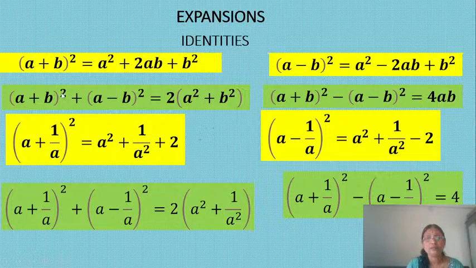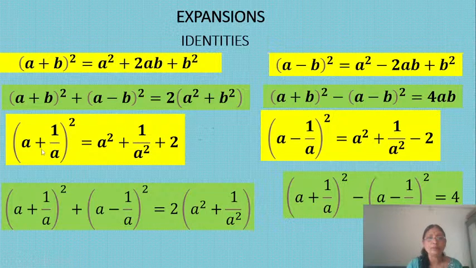(a plus b) the whole square plus (a minus b) the whole square is 2 in bracket (a square plus b square). (a plus b) the whole square minus (a minus b) the whole square is equal to 4ab. You can actually substitute and find out. You will find that it comes to 4ab.